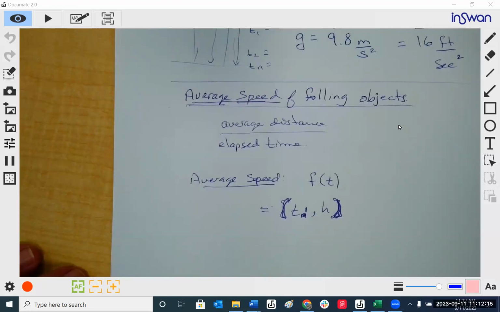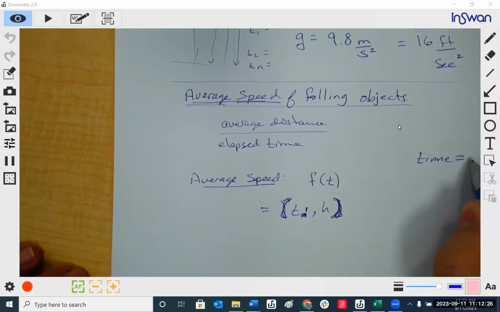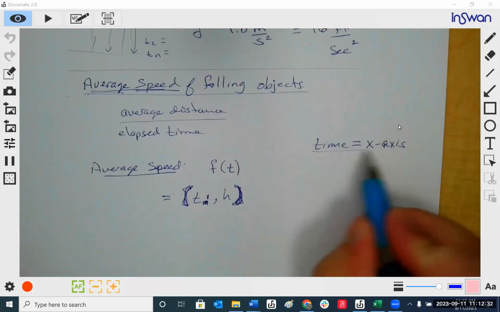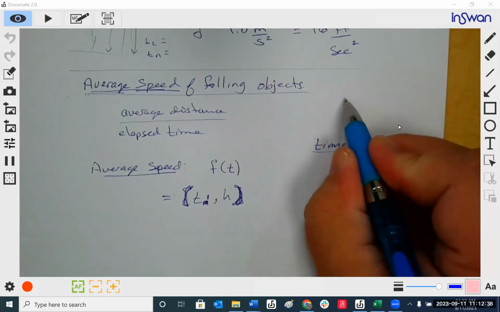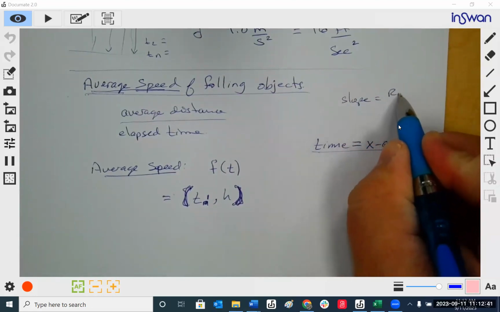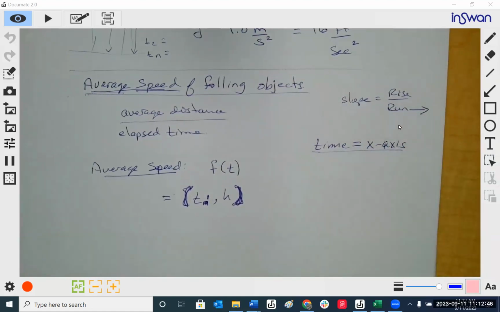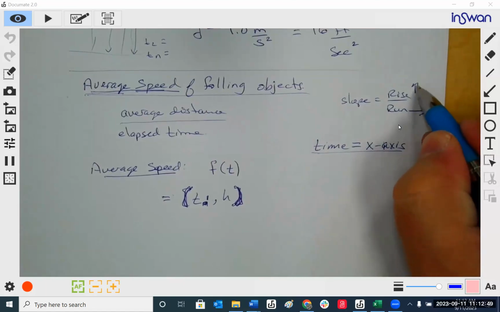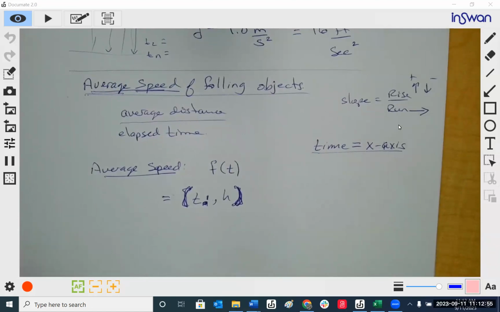So T1 is going to be the time, which axis is it going to be represented on? X. Time is always the x-axis because it never stops, it never goes back. And in any formula, even slope, it's rise over run. This one always goes to the right. It can go up if it's positive, down if it's negative, but the x value always goes right.